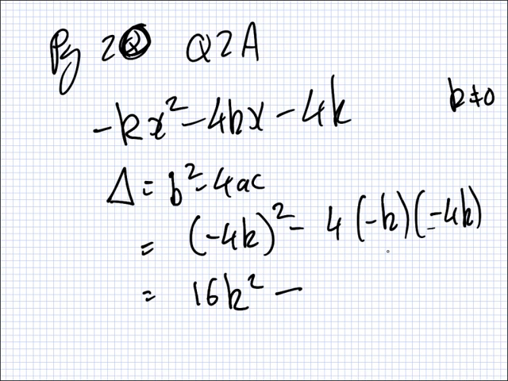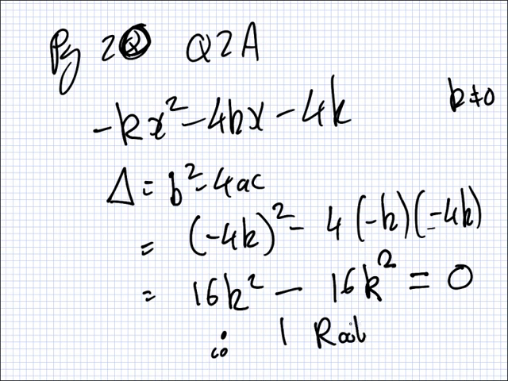And what do I get here? 4 by 4 is 16. And k by k? k squared. Which equals, what's wrong? That's right, isn't it? Yeah, which equals 0. So therefore, how many roots? One root, because it's equal to 0.